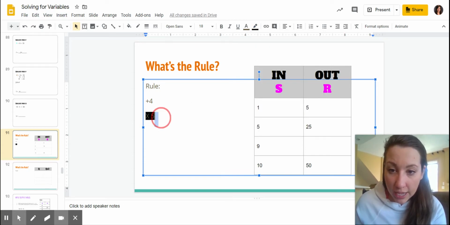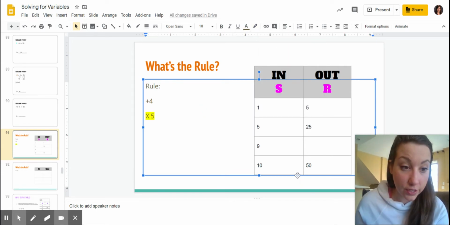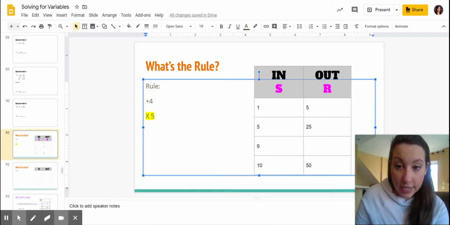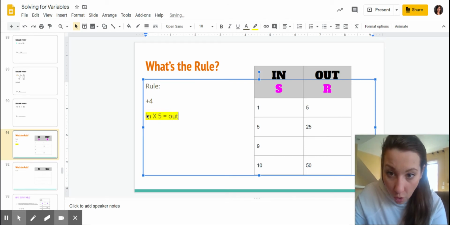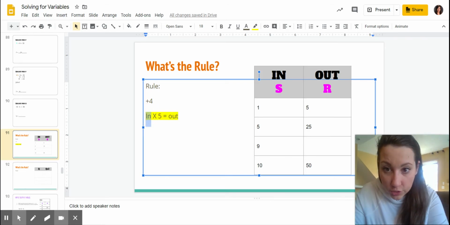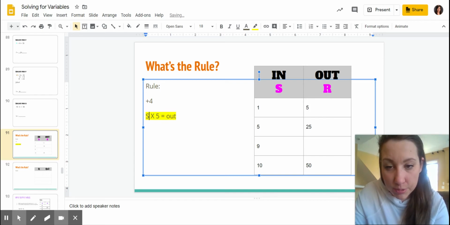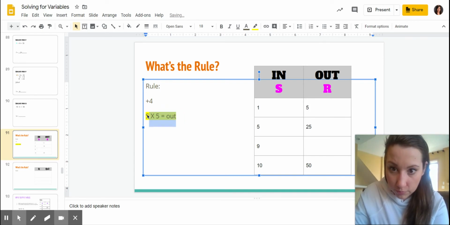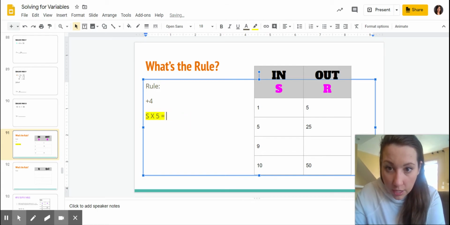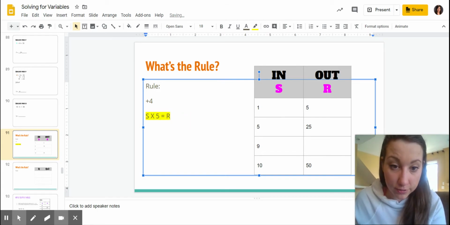Before I work ahead, I want to think about writing this as an equation. I can say in times by 5 equals my out. Or if I'm going to use math language, I'm going to say S times 5 equals R. Okay, that looks a lot better.